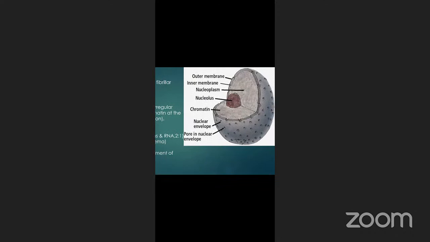So this is the structure of the nucleus, where at the center we have the nucleolus, then the space is called nucleoplasm. Here we have chromatin, DNA, the inner membrane, outer membrane, then this outer envelope is called the nuclear envelope, and the small hole-like structures are called nucleopores, right?